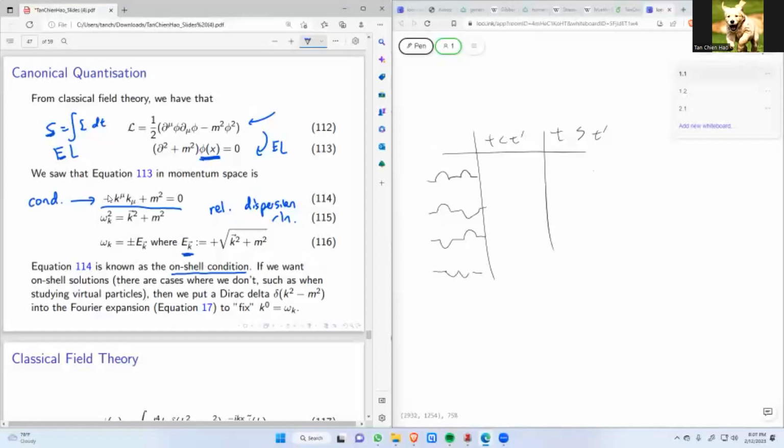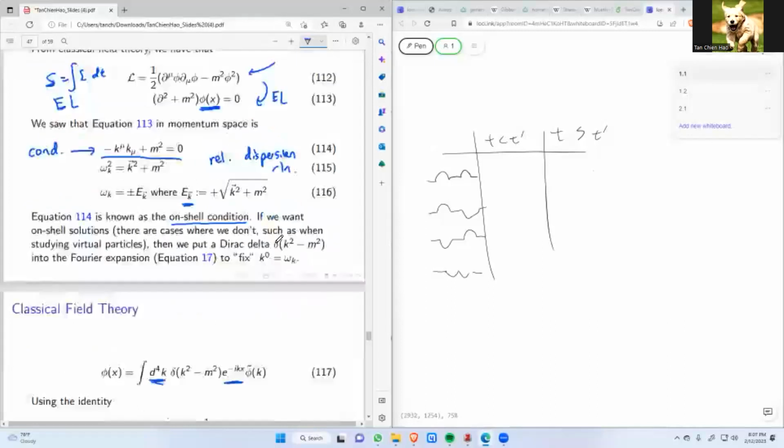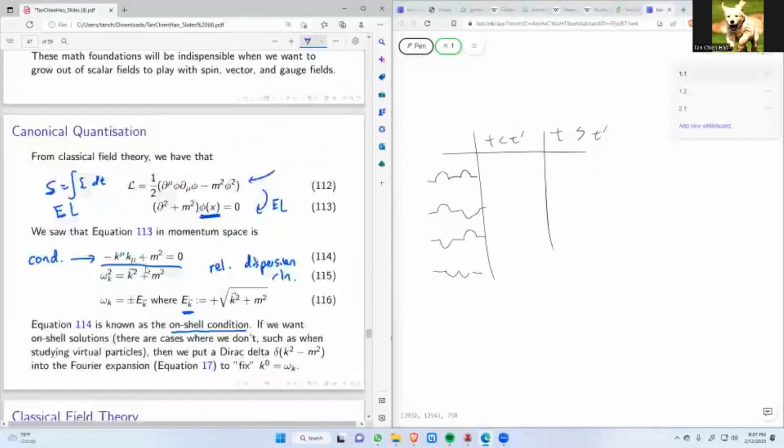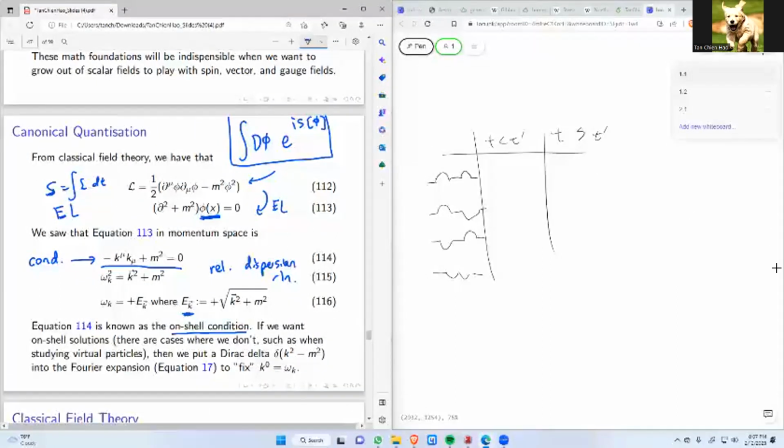We may be wondering, is that all the particles that can exist? Are there ever cases where you can have fields that do not satisfy this on-shell condition? And the answer is yes. When we put the action in a path integral, so you integrate over all of the fields with e to the iS of this, and you expand this out in terms of an experiment, one can see that there are cases where the so-called particles do not satisfy the on-shell condition, and those are known as virtual particles.